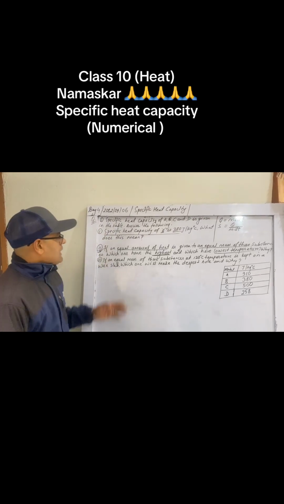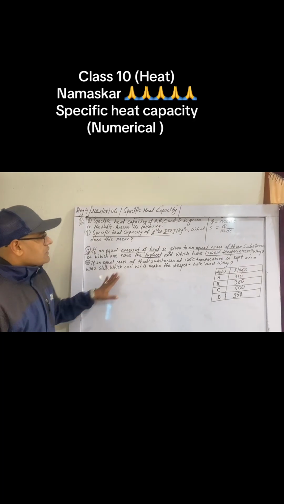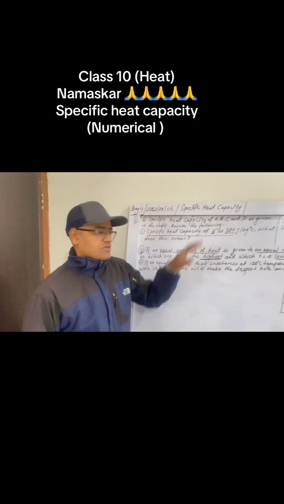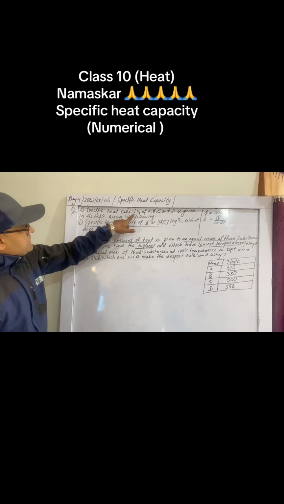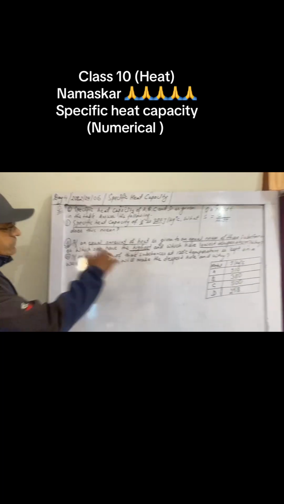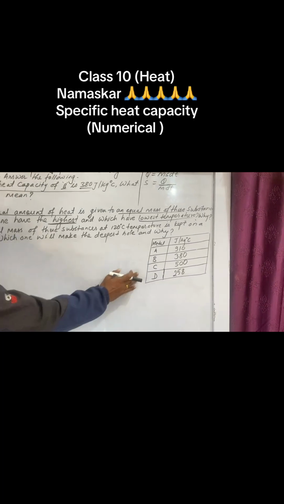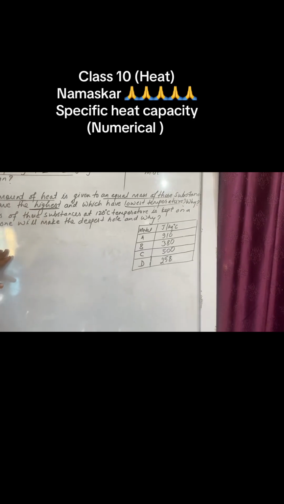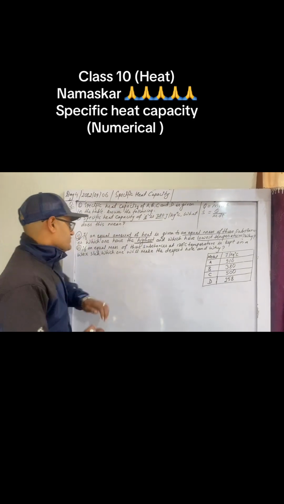Today, I'm going to discuss specific heat capacity and some numericals regarding the same topic. So I have written the question over here. The specific heat capacity of substances A, B, C, and D is given in the table, and we have to answer the questions on the basis of this table. This table is very important, and this type of question is most likely to be asked in the examination for class 10 students. So let's proceed.